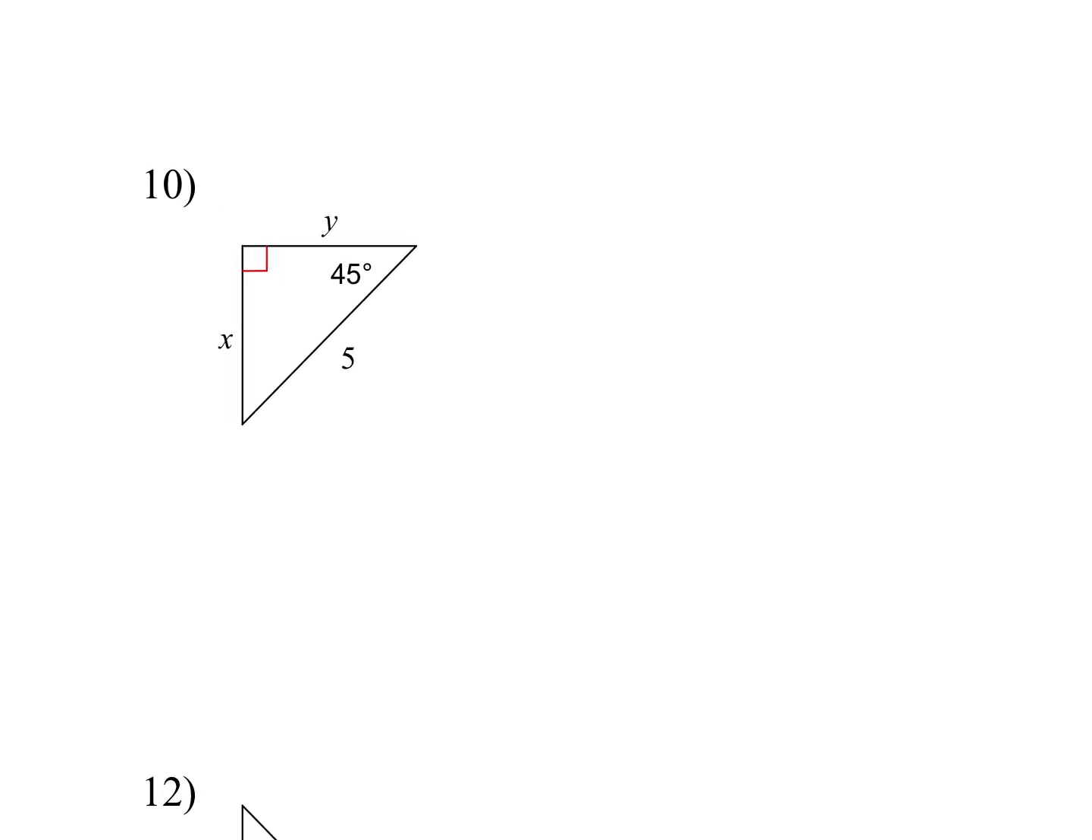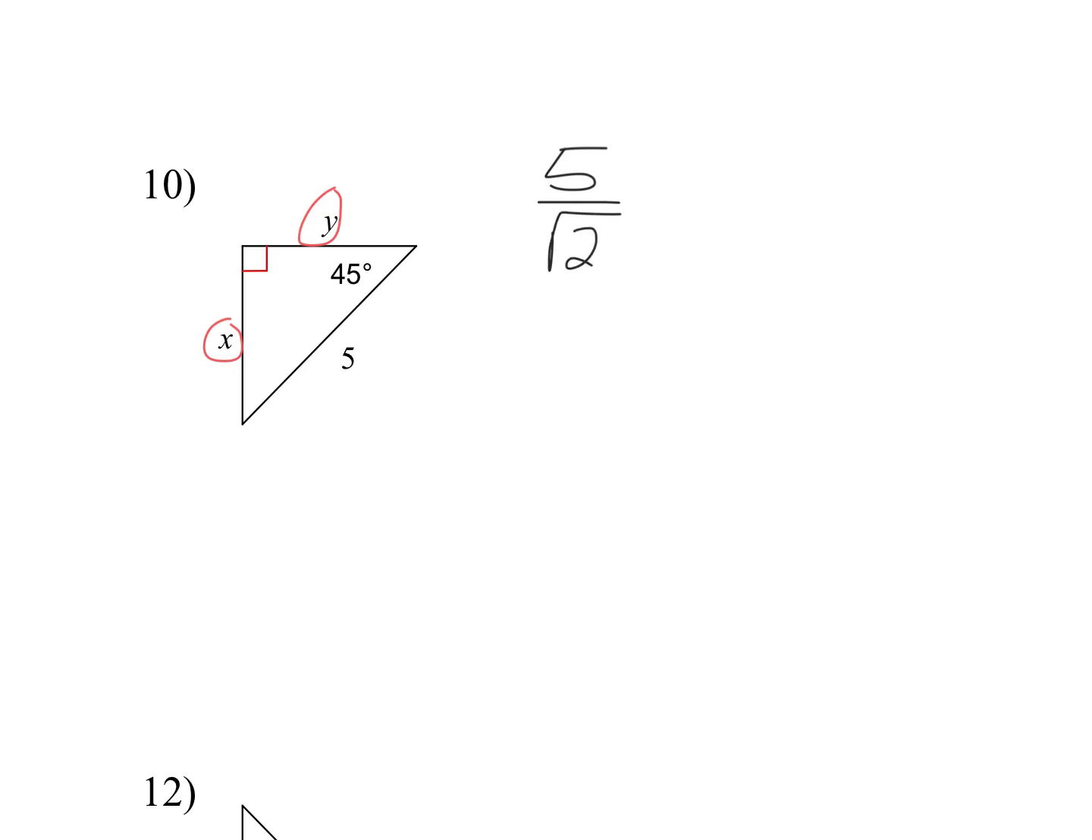Let's look at number 10. Circle your legs. What are our legs? X and Y. So what does it give us? The hypotenuse. How do I go backwards? Divide by square root of 2. Yep. To go from hypotenuse back to the leg, I have to divide by the square root of 2.